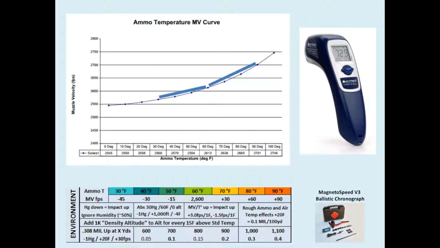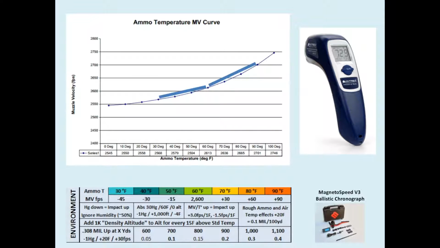I like to simplify things, so for example in a 308 I'm using more of a straight line function. So we anchor the data in the lower table around 2600 feet per second for 60 degrees Fahrenheit. And then we go up in 30 feet per second increments for every 10 degrees Fahrenheit. Then we go down in 15 feet per second steps as we go below 60. So this is an easy way to approximate if you don't know exactly what's the effect of temperature on muzzle velocity.